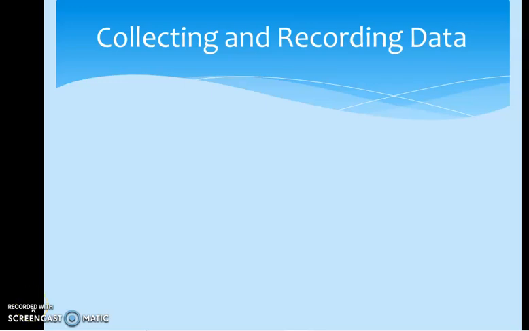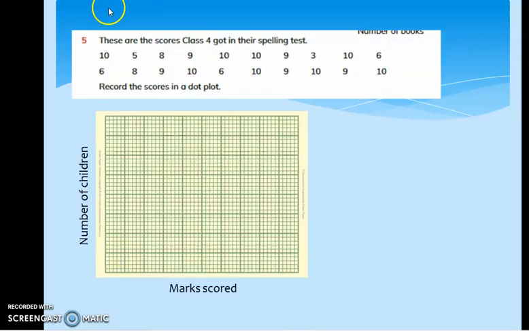Hello children, let us continue with the lesson collecting and recording data. I'll start with showing you how to draw the dot plot once again. So these are the scores class 4 got in the spelling test. You can see there are 10 scores given. So that shows these are the scores of 10 different children. So we plot a graph on the scores, marks scored and number of children who got each score.